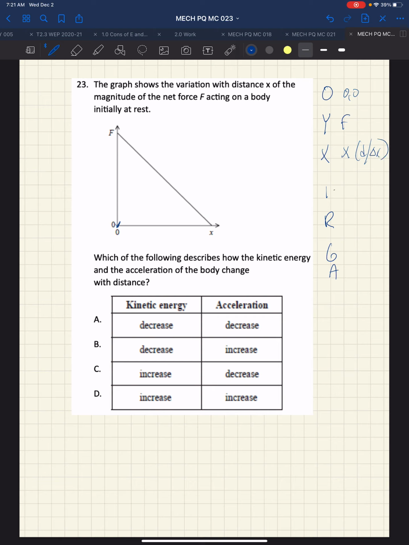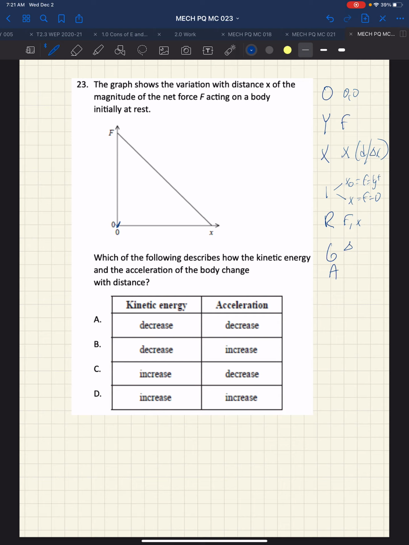The intercept, yes, there's a y-intercept: at x equals 0, F is large and positive. And the x-intercept is that at some value x, F equals 0. So we have F decreasing. What we can read from the graph are the axes, F and x.